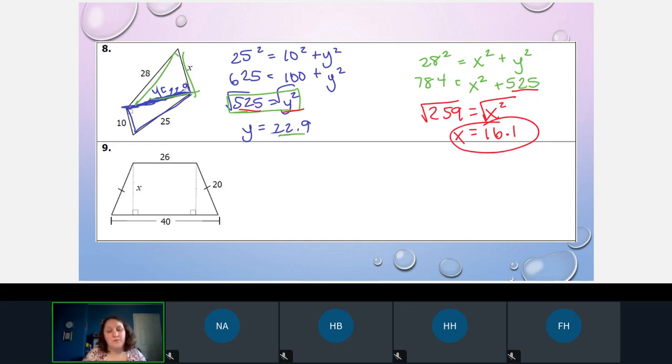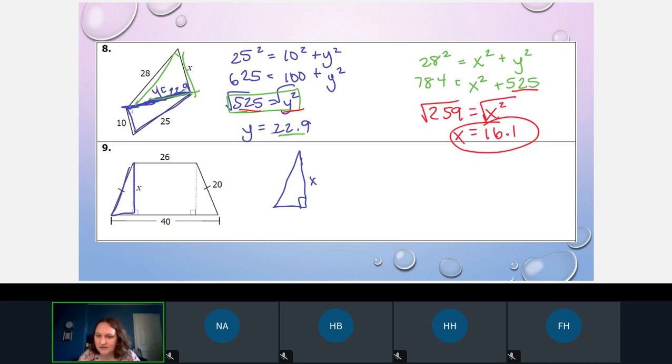I'm not going to go through all of number 9 here with you, but we can do a little brainstorming here together. Clearly, we see a right triangle right here. I'm going to redraw it. We know that the height of that is x. What would be the hypotenuse of this right triangle? What do you think?